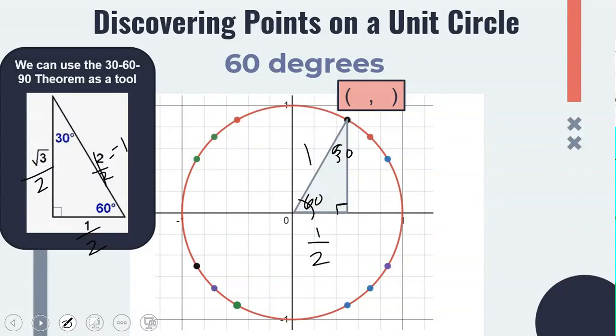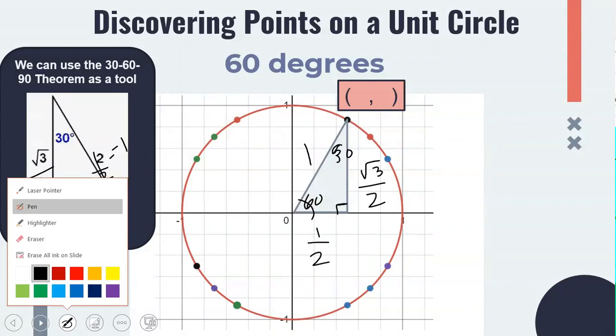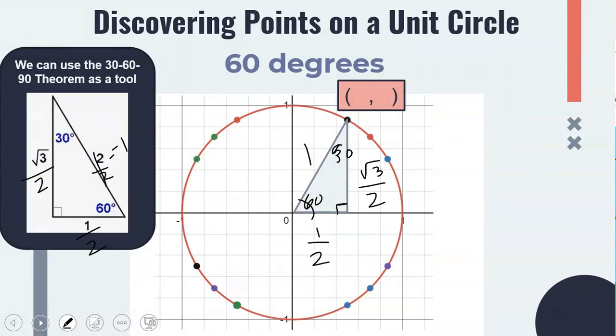Across from 30 is going to become 1/2. And across from the 60 degree angle is going to be radical 3 over 2 if we're putting it on our circle. Of course, as we move along, this is the wrong color, but the x direction was 1/2. The y direction right here, this side length, that's radical 3 over 2. And so now our 60 degree coordinate is 1/2 comma rad 3 over 2.